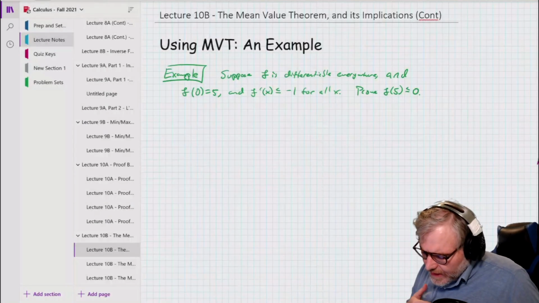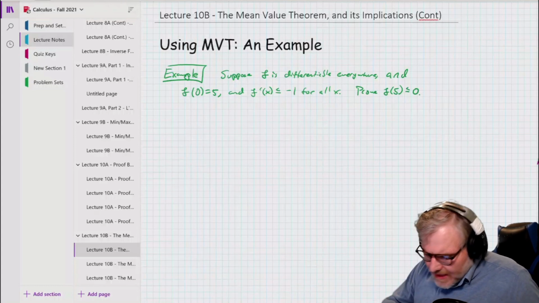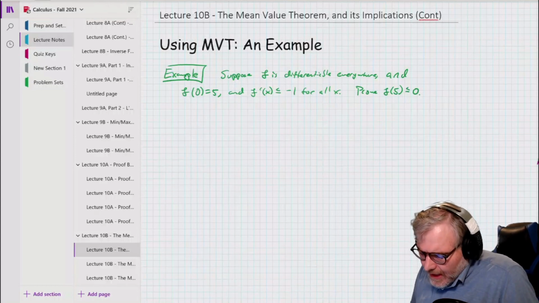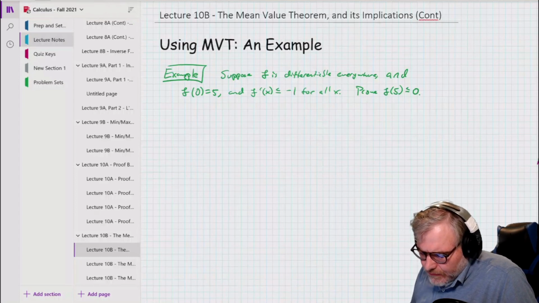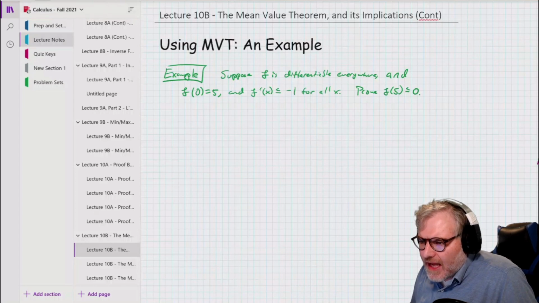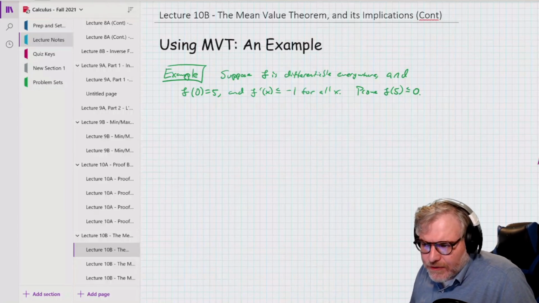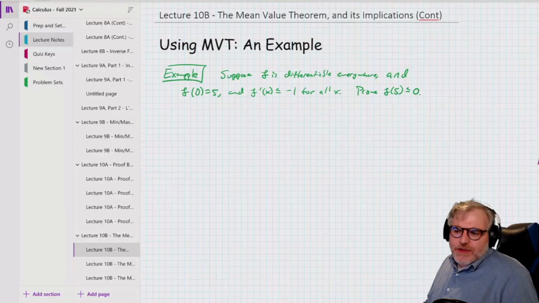Okay, so let's do an example using how we use the MVT. Suppose that f is differentiable everywhere, and f of 0 equals 5, and f prime of x is less than or equal to -1 for every x. What I want to do is prove that f of 5 is less than or equal to 0. There are a couple ways you can do this.